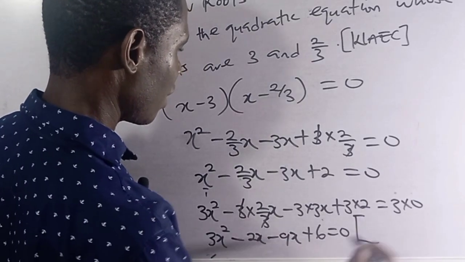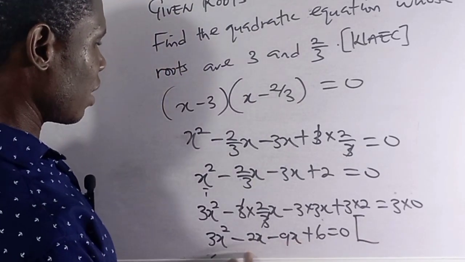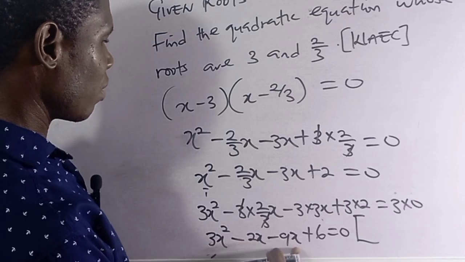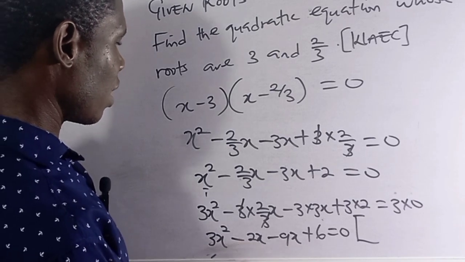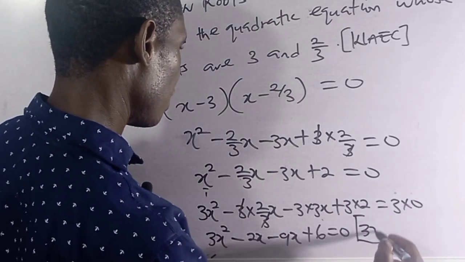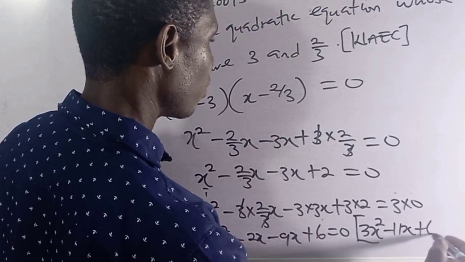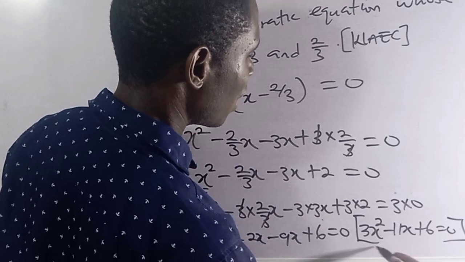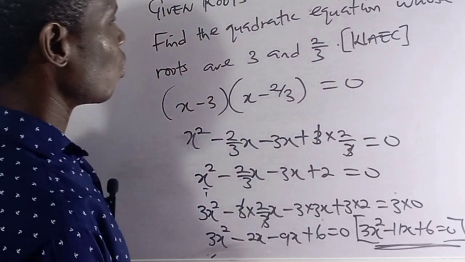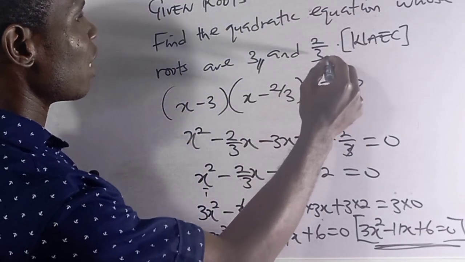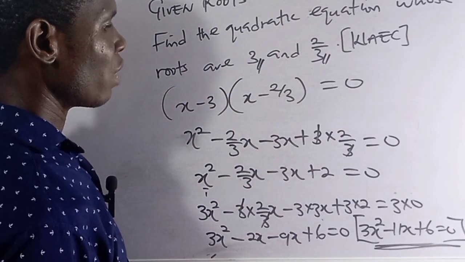And finally, because we have like terms here, minus 2x minus 9x is minus 11x, and the final equation becomes 3x squared minus 11x plus 6 is equal to 0. So that's the quadratic equation whose roots are 3 and 2 all over 3.